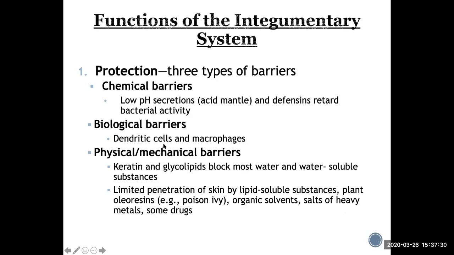And then you've also got the dendritic cells and the macrophages associated with the dermis, right, and the epidermis, the dendritic cells, which are part of your immune system. So they function to protect against pathogens. Just know the 3 different ones, right? Chemical, biological, and physical barriers.